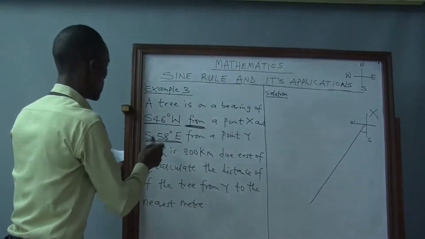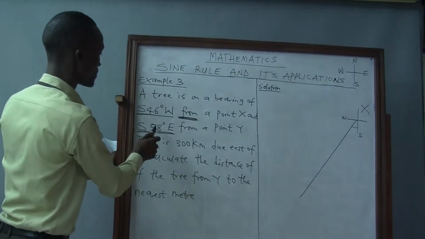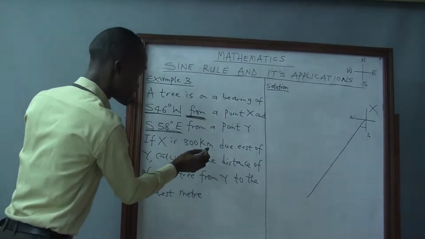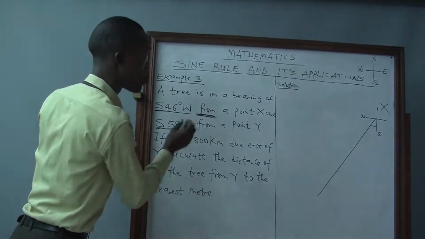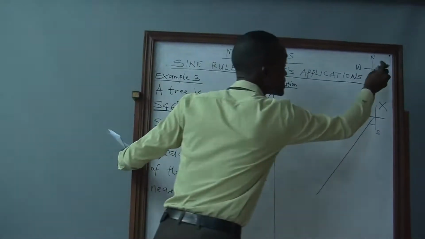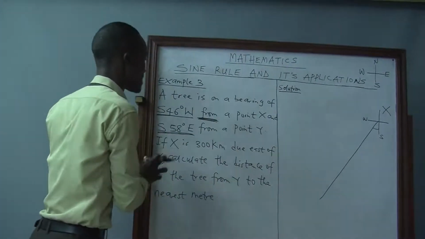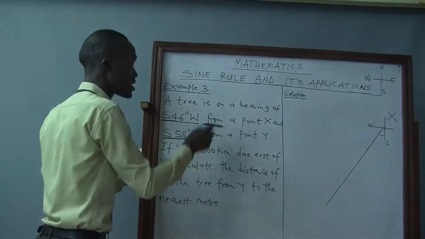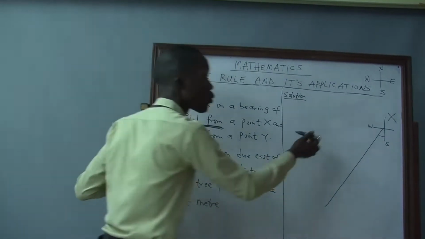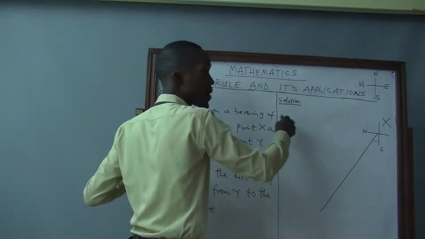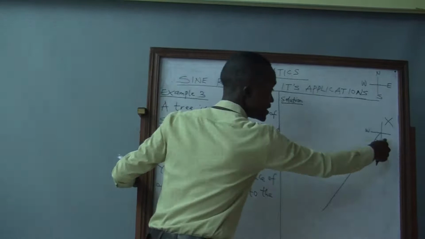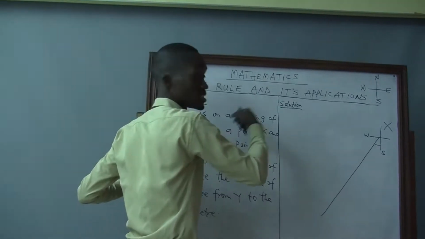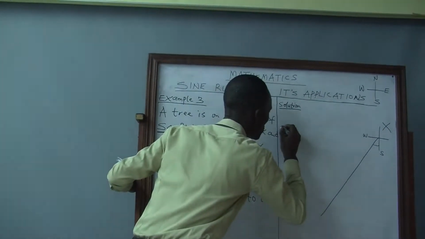And that same tree is also on a bearing of south 58 degree east from a point Y as well. But X is 300 kilometers due east of Y. Since this is the eastern direction, if X is 300 kilometers due east of Y, then we can also put that Y is 300 kilometers due west. So Y will be on this side because the eastern part of Y is towards this direction. Then the place where Y is to X, that is towards the western part of X. So we have this as well.